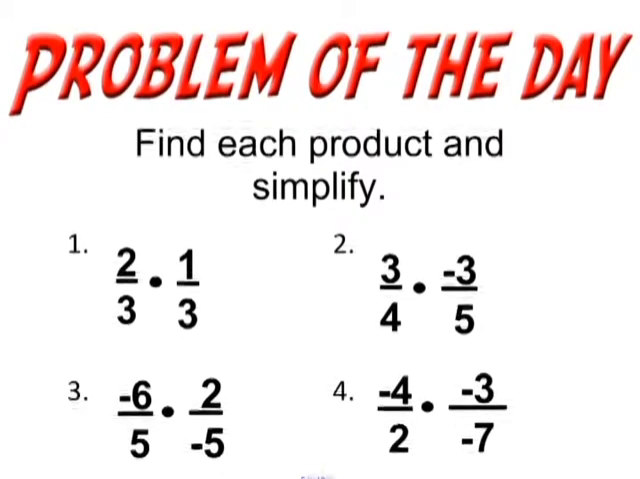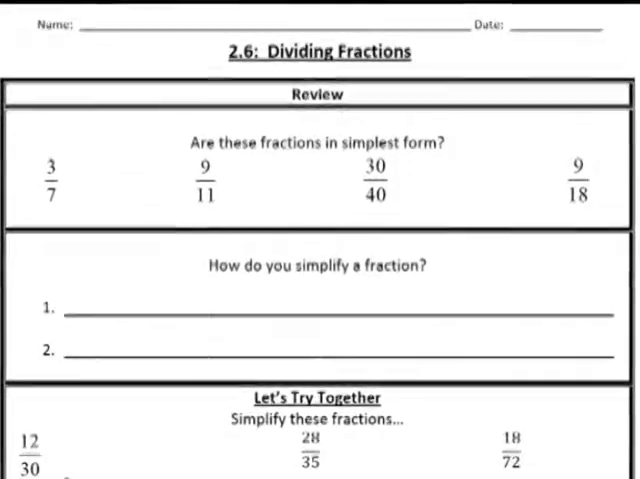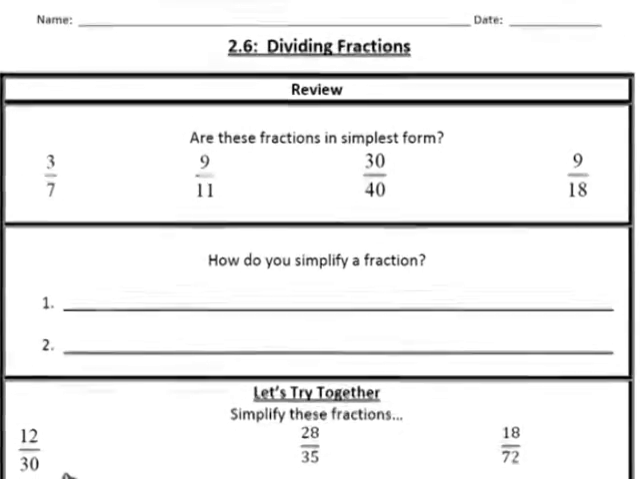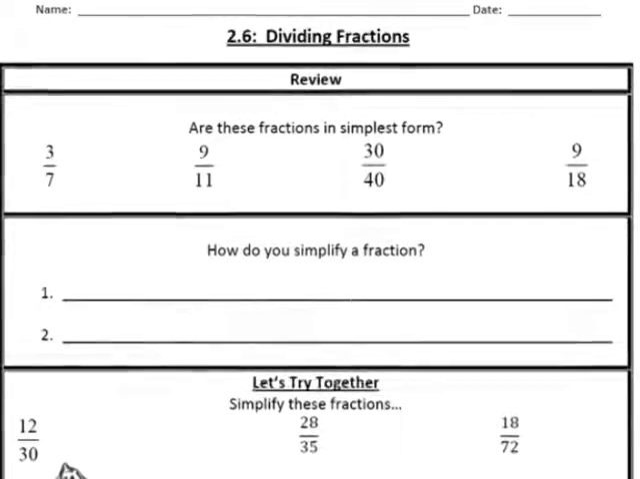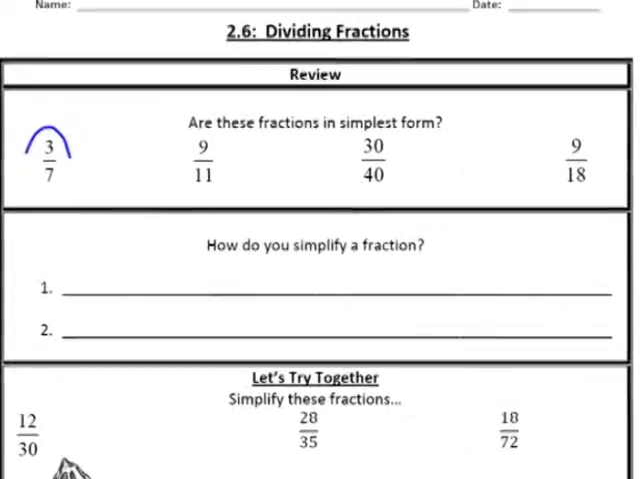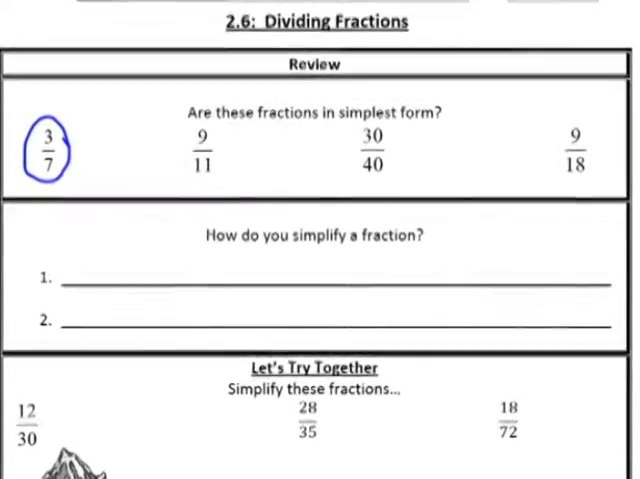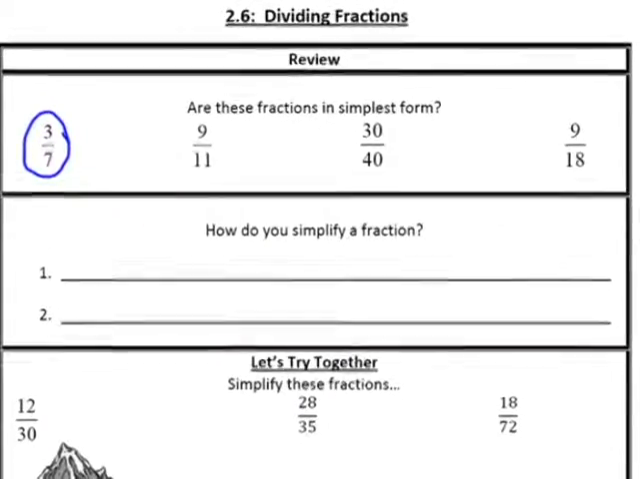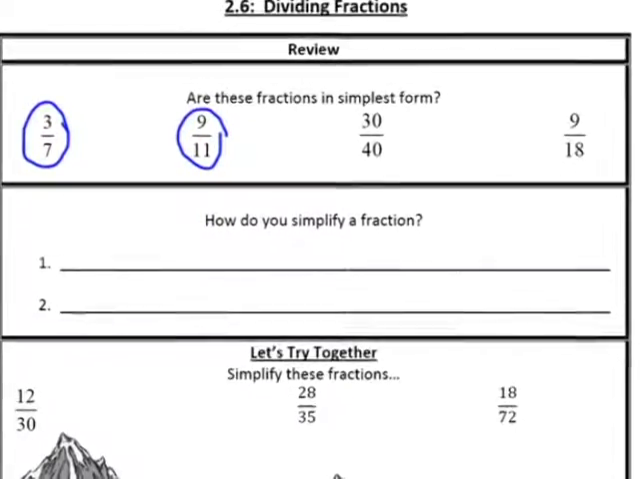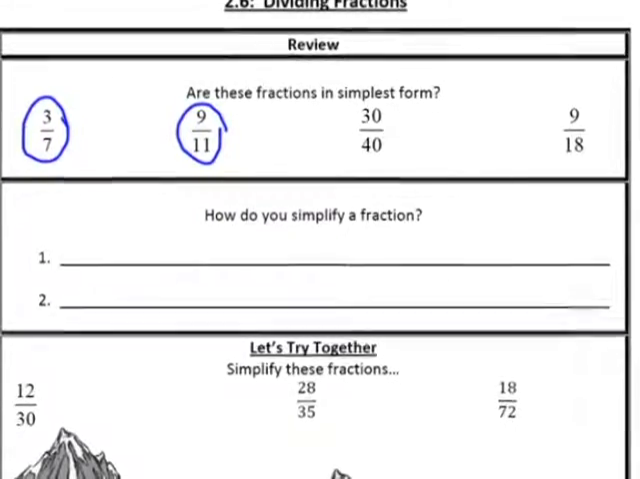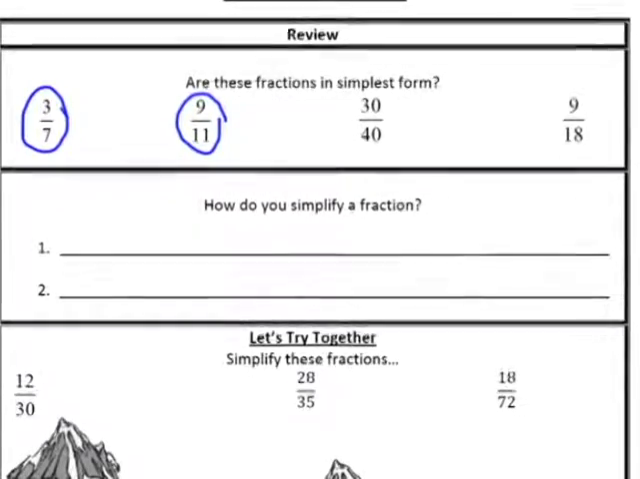Here we go. All right, a little review really quick just to kind of prime the engine here. Which of these fractions are in simplest form? Remember, the definition of simplest form is the only thing you can divide out of top and bottom is 1. 3 and 7, all I can divide out of both top and bottom is 1. Same thing with 9 and 11. 30 over 40, well, I know I can divide 10 out of both of them at the very least. 9 and 18, I can divide 9 out of both top and bottom.